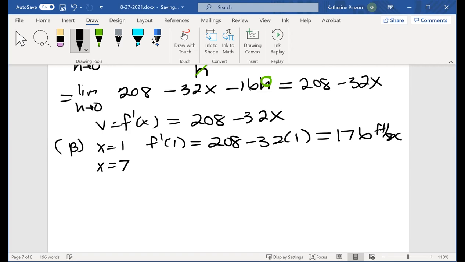F prime of 7 is 208 minus 32 times 7. Oh, that's even harder. Someone should put that in their calculator. 210 plus 14 is 224. Oh, I'm more confident. Negative 16.